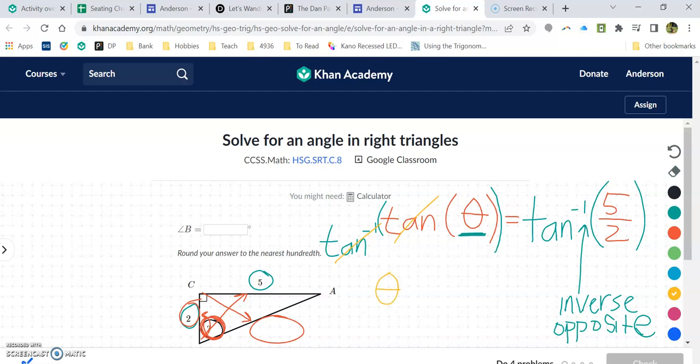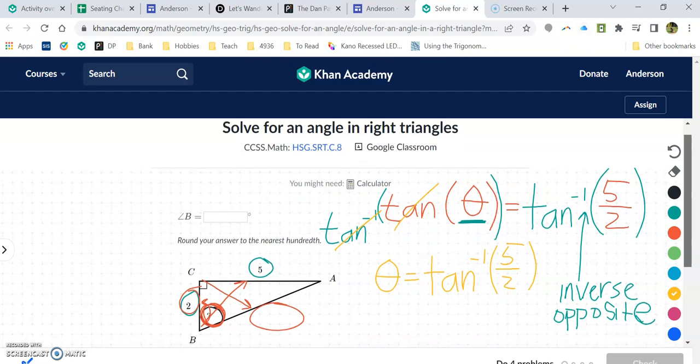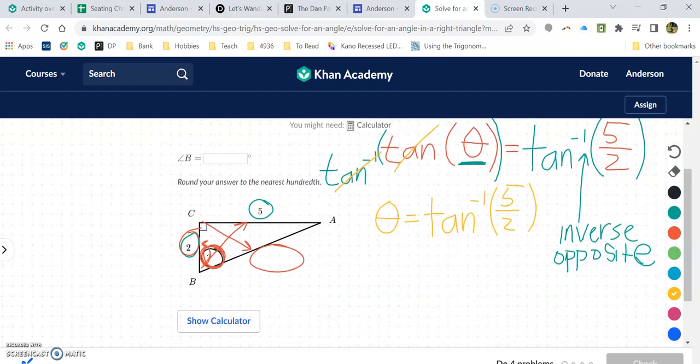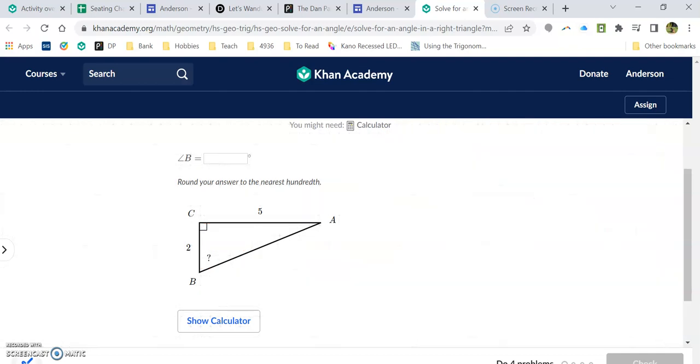Theta is left by itself, equal to the inverse tan of 5 over 2. All right, so I would like you to use my calculator that is provided in my classroom, but for these purposes, I'm going to use the one on here because you guys can see this one. All right, this is the answer. I'm going to type this into the calculator. I have to get rid of the drawing to get my calculator out. So inverse tan of 5 over 2.